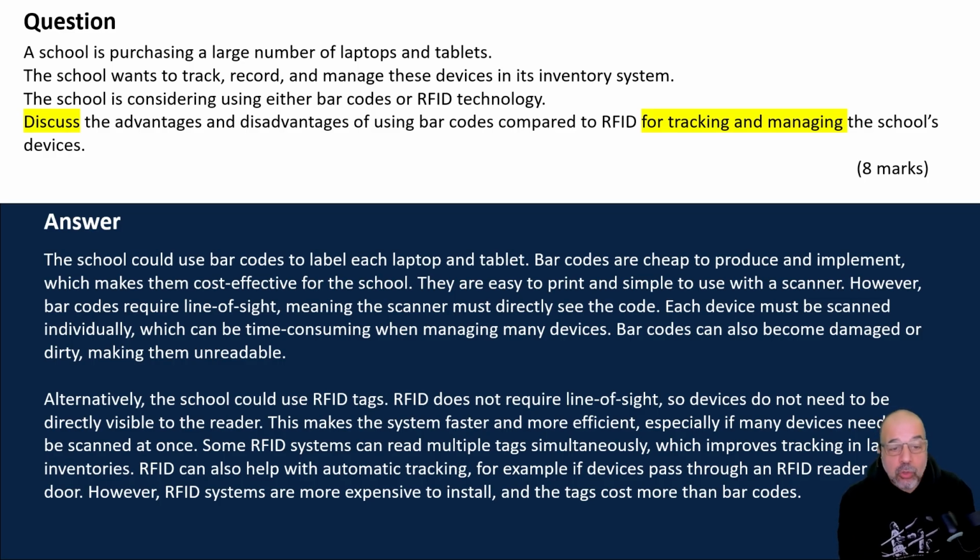Alternatively, the school could use RFID tags. RFID does not require line of sight, so we don't have to scan them one by one or be directly on top of the device to scan it. So devices do not need to be directly visible to the reader. This makes the system faster and more efficient, especially if many devices need to be scanned at once.